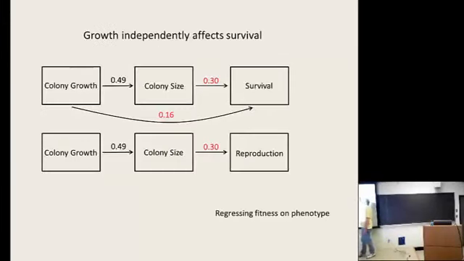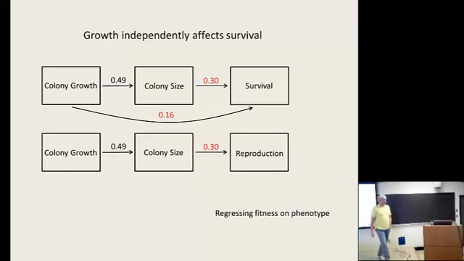That means that colony growth has an effect on survival that's independent of colony size. Now, of course, colony growth influences colony size. I mean, this is not really fitness, so it's just a regression here. Colony growth does influence colony size. And reproduction then is influenced by colony size and indirectly by colony growth, but there's no direct component, as opposed to survival, where there is that direct effect of colony growth on survival.